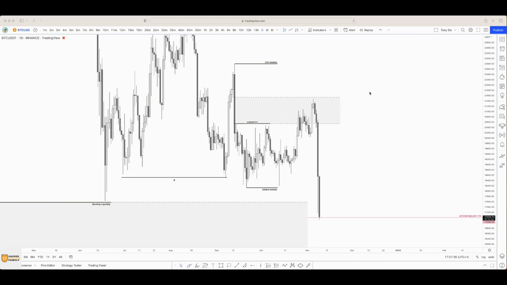So today we are going to be talking about Bitcoin. As you can see on my screen, this is the Bitcoin chart, and this is the daily time frame. So we're going to be explaining Bitcoin. Okay, so October 8th, I actually did a markup.